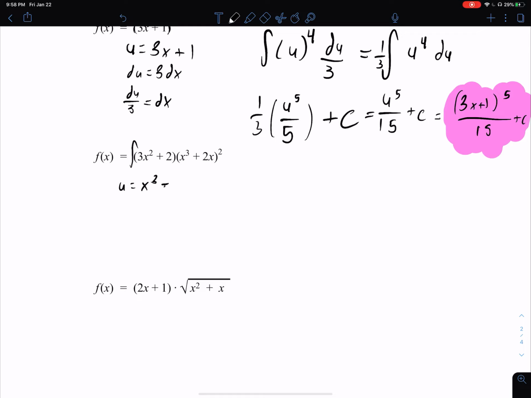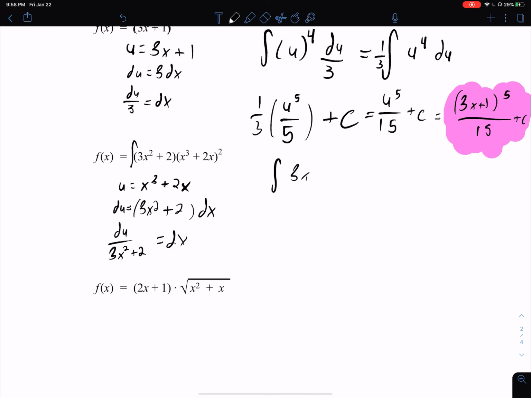Make your u, not 3x squared plus 2, make it whatever you're going to take the derivative of. If you do that, the derivative is obviously going to be 3x squared plus 2. Put it in parentheses because you want to put the dx right there. Then you want to solve for your dx, which is usually really simple. And then you just substitute everything in.